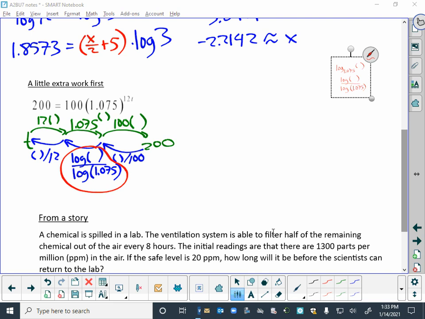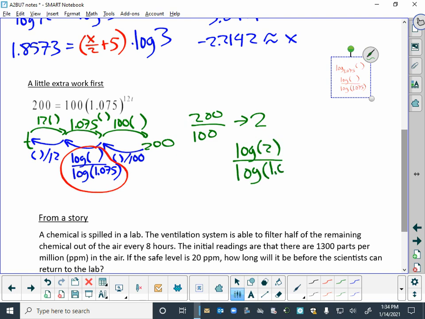All right, so with that explanation in place, let's go ahead and follow this thing back. We started with the 200, and it said the first thing you should do at 200 is divide by 100. That'll give us a 2. Okay, and then we want to drop that 2 in the empty set of parentheses, so it's going to be log of 2 divided by log of 1.075. And once we get an answer out of that, then we're going to take that whole thing and divide it by 12, and that should give us our approximate value of t.